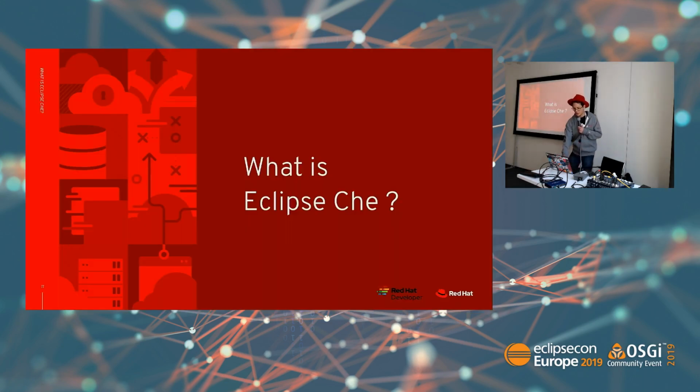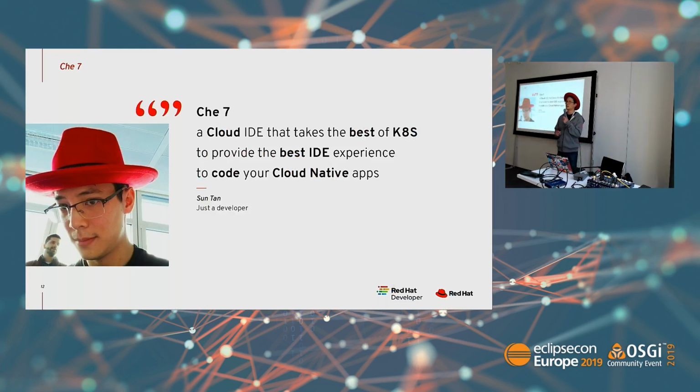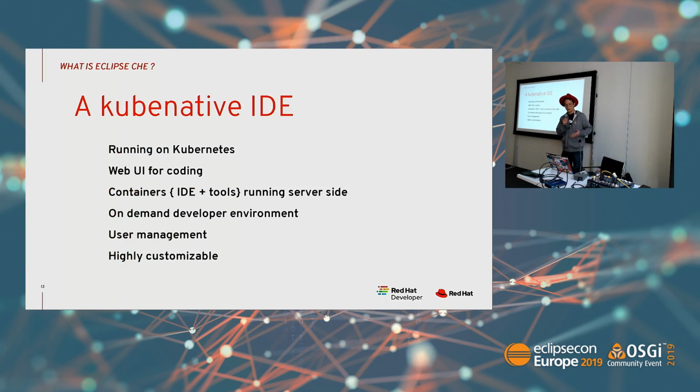So Che, what is Che? Who has heard about Che? Yes. This is my definition, the definition of a developer called Suntan. He said that Che7 is a cloud IDE that takes the best of Kubernetes to provide the best IDE experience for you to code your cloud-native applications. Concretely, it's what we call a kube-native IDE, meaning that it runs on Kubernetes. You will have a web UI to write your code.